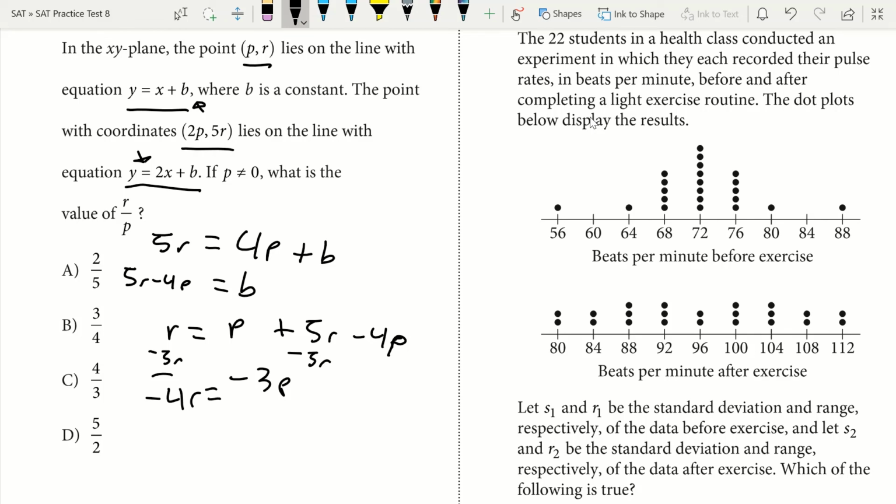So what I'm going to do is divide the right and left sides by p, so I have negative 4r over p. And now I'm going to divide each side by negative 4, right? So now I get r over p equals negative 3 over negative 4. Negative 3 over negative 4 is equal to 3 over 4. My answer will be B.